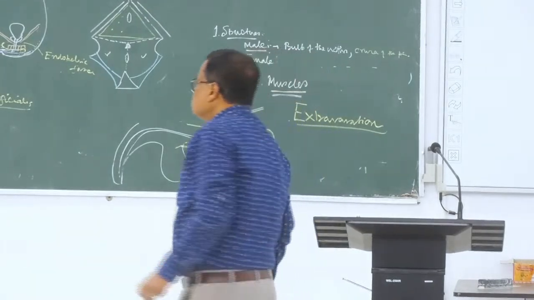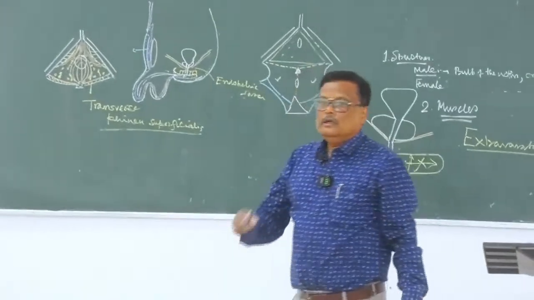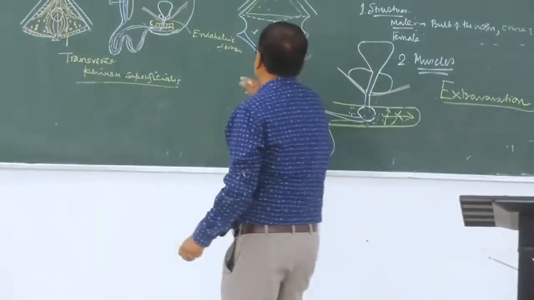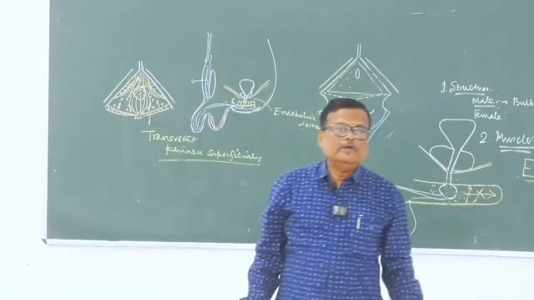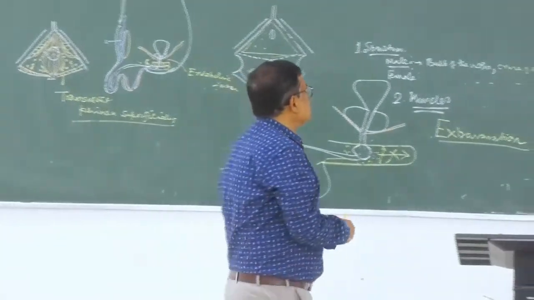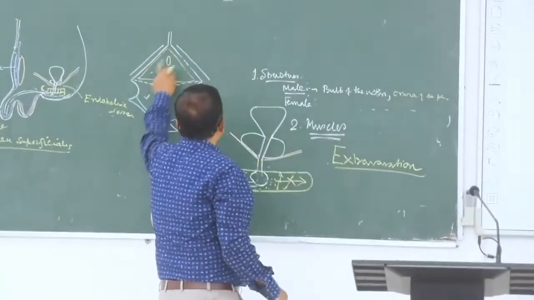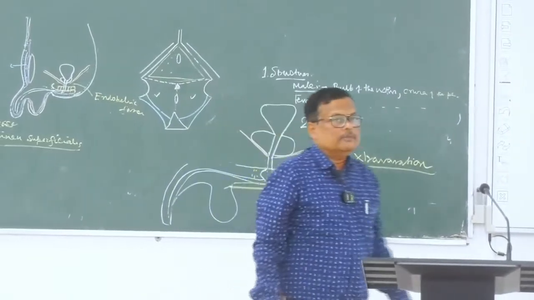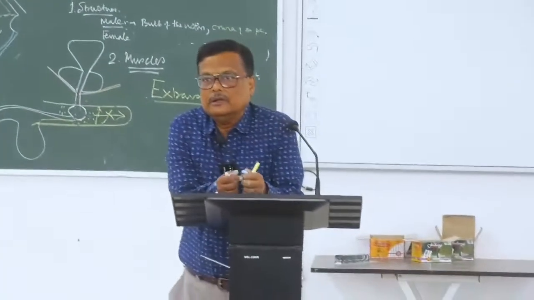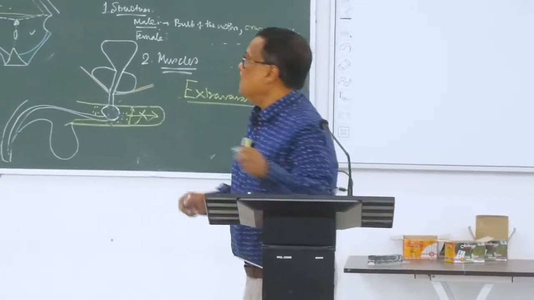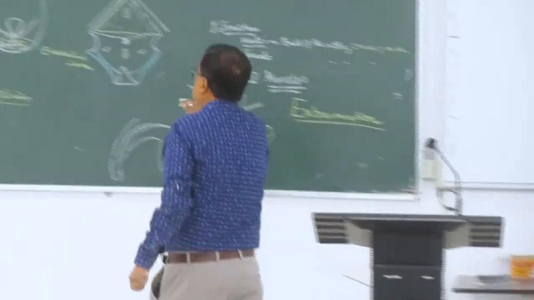Muscles. Muscles, boundary. Apex is at the inferior pubic ligament. Base is the posterior border, or base is formed by the perineal body and another muscle, both of the transverse muscle.